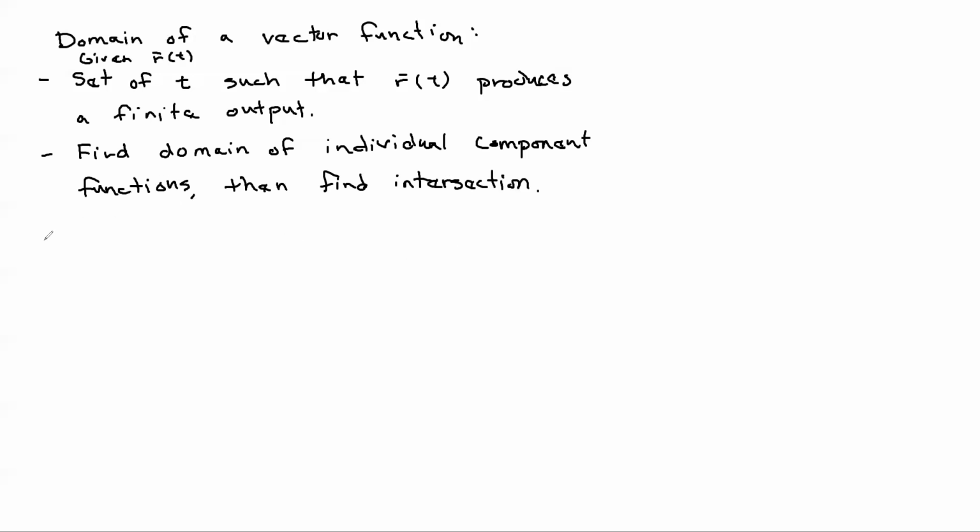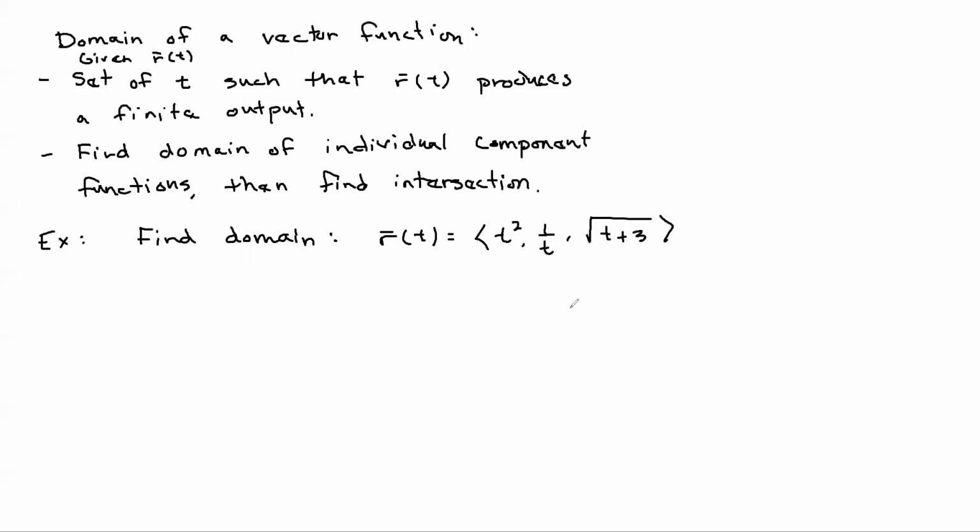Okay, so let's see an example of that. Suppose you're asked to find the domain for r of t equals t squared, 1 over t, square root of t plus 3. So just like on the previous example, when we wanted to plug in a number, we plugged it into each of the individual components. If we're asked to find the domain, we want to find the domain of each of the individual components.